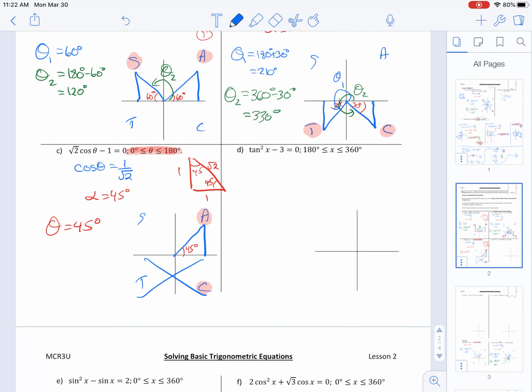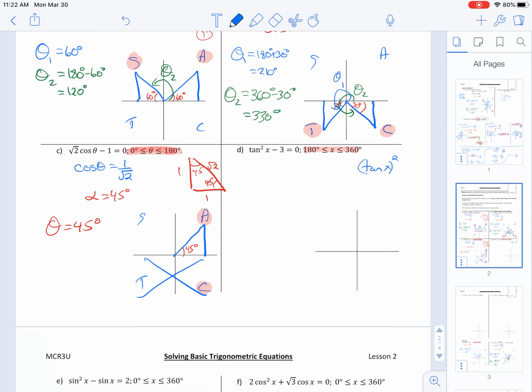Next one's a bit trickier, and I want to explain this notation here. We've got tan squared x minus 3. And again, they've kind of done a little trick. It's between 180 and 360. So tan squared x is the same as if I went like this. It's the tan of x, squared. There's a reason we don't write it.